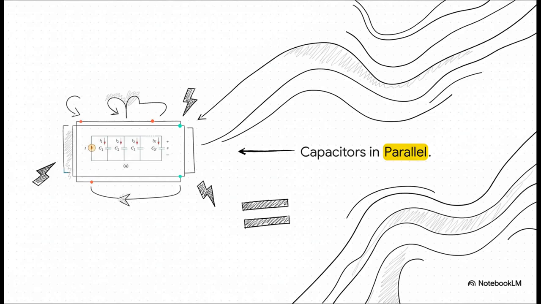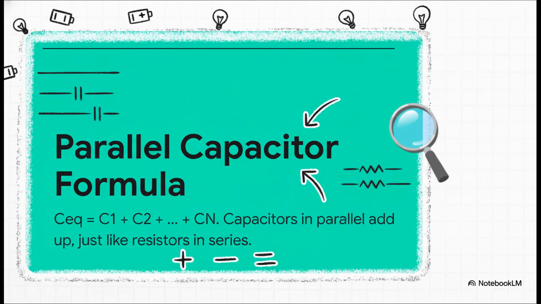Okay, so if series capacitors use the parallel rule, what do you think is going to happen when we actually put them in parallel, like you see here? You got it. They follow the simple addition rule. To find the equivalent capacitance for capacitors in parallel, you just add their values together, which is what resistors and inductors do in series. The rules are totally swapped.